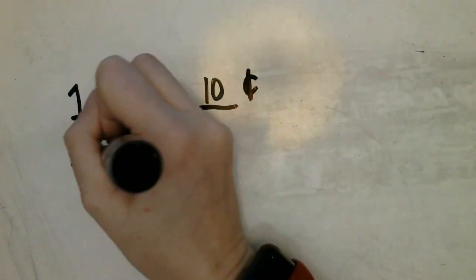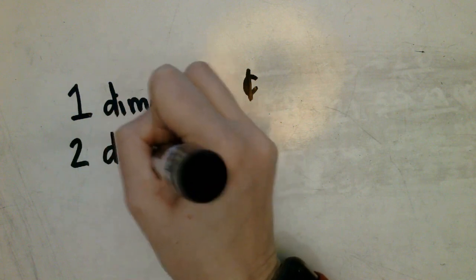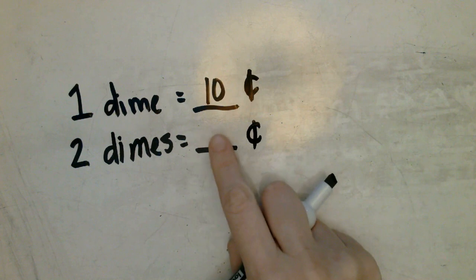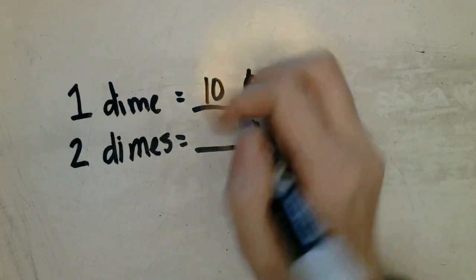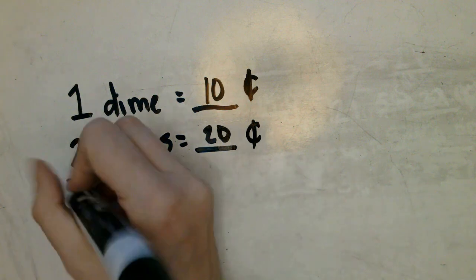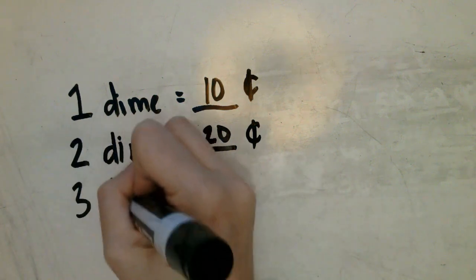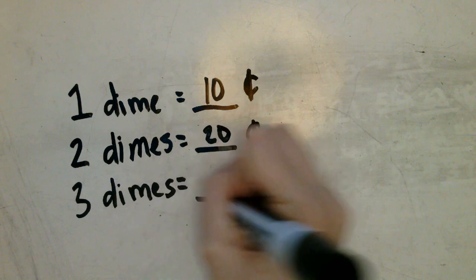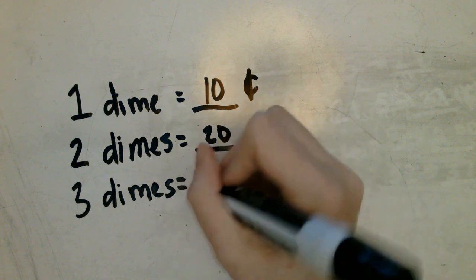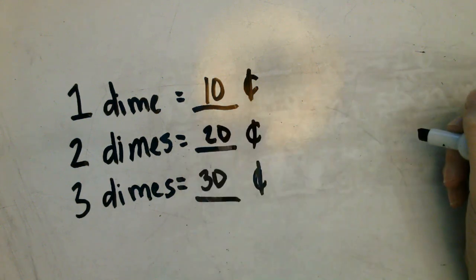If we had 2 dimes, how many cents would we have? Pause and write the number on your whiteboards down. We would have 20 cents. Good job, mathematicians. Let's keep going. If we had 3 dimes, write the full sentence on your board. How many cents would we have? Good. We would have 30 cents.